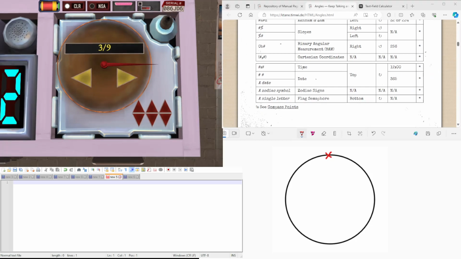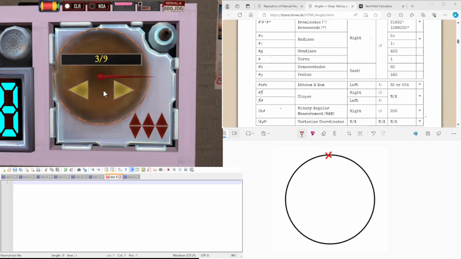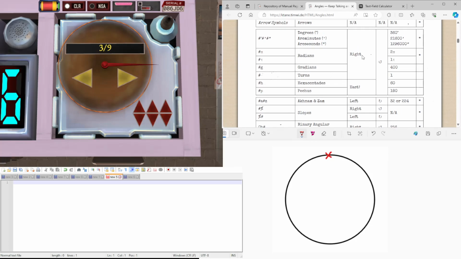Next we have 3/9. This is just a number, so this is amount of turns. So we're going to be doing 3/9 of a turn, or a third of a turn. So roughly a third of the way round, starting from the right, going counterclockwise. So, starting from the right here, a third of the way round.